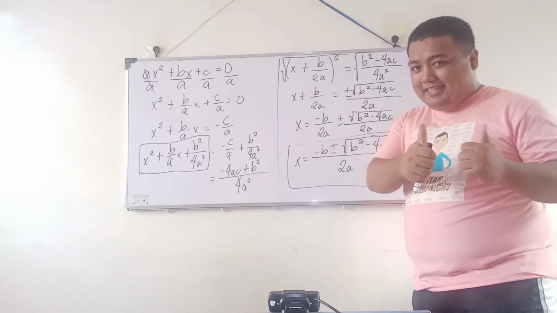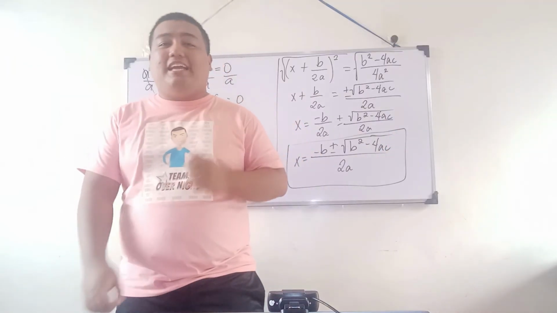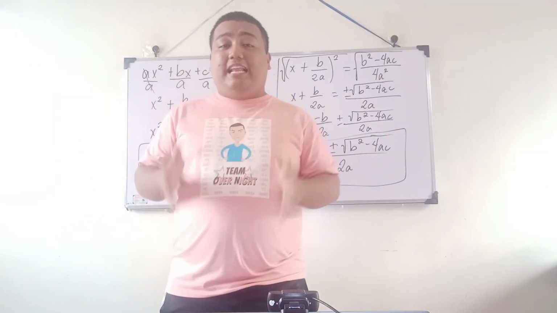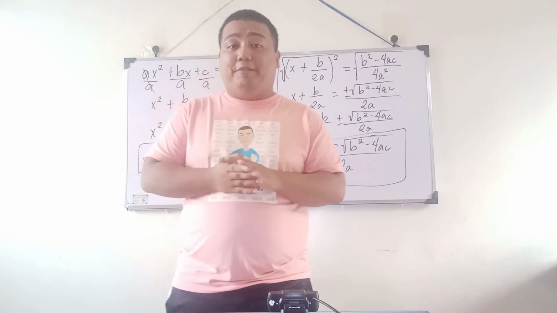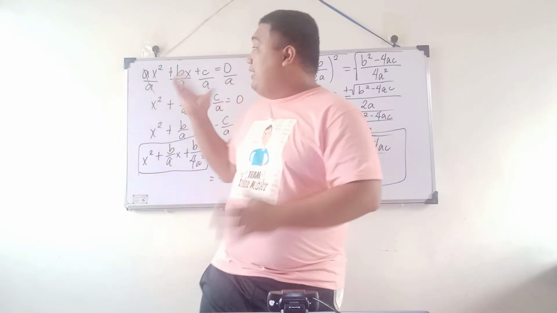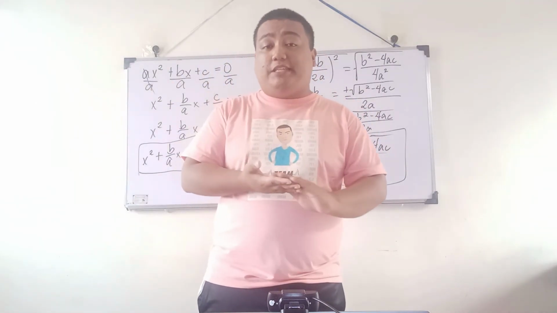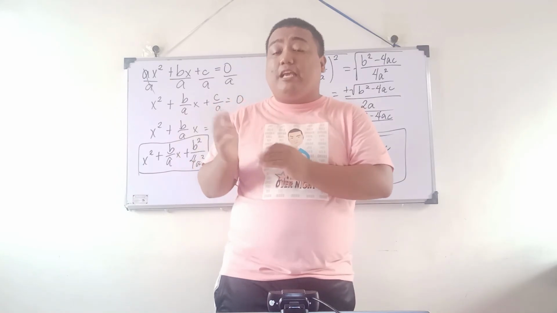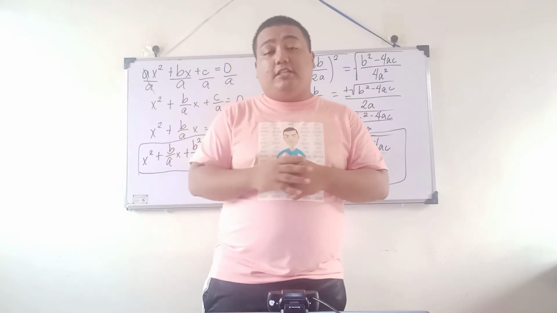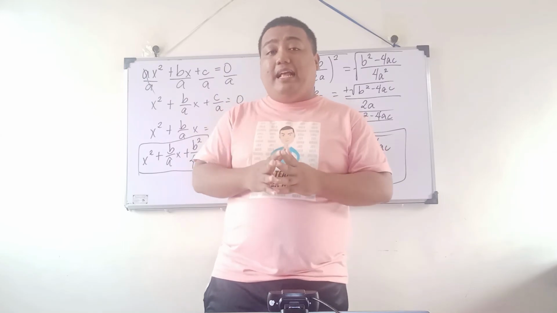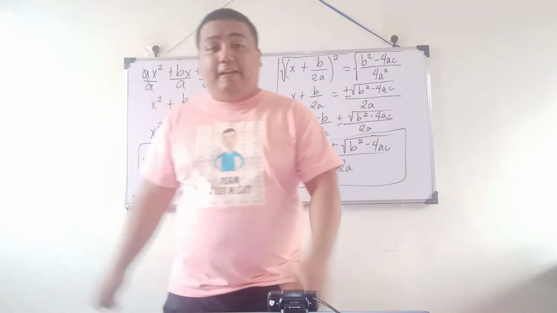Okay ba? At dito ko natapos ang aking video about sa deriving of quadratic formula. So, from ax squared plus bx plus c is equal to 0, which is our standard form of quadratic equation, and by the process of completing the square, nakuha natin ang tinatawag nating quadratic formula.